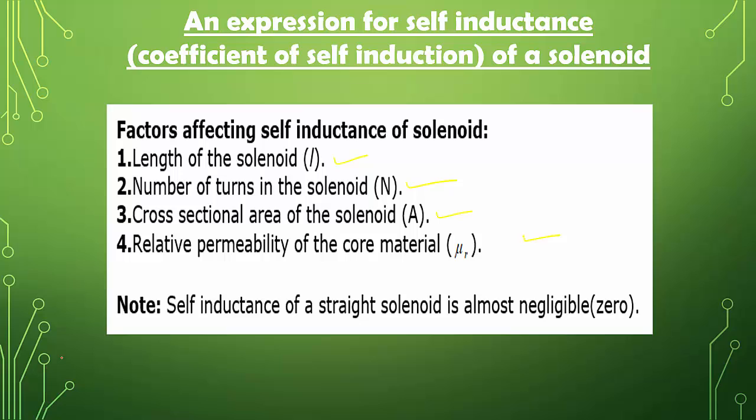Then the last note you can observe: self-inductance of a straight conductor is almost negligible or equal to 0. When we consider a straight conductor, there is no number of turns, so N equal to 0. We have the equation mu naught N square A divided by L. When N equal to 0, then L equal to 0. So self-inductance of a straight conductor is almost negligible because the number of turns is equal to 0. So this is all about the self-inductance of a solenoid.